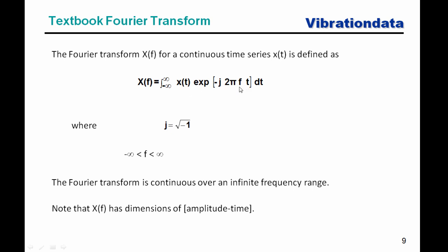There's this weighting function, and it's the exponential function of minus j, where j is the square root of minus 1, times 2 pi, frequency typically in hertz, and time typically in seconds. And then we integrate with respect to time, over the time domain from minus infinity to positive infinity. So the time domain signal is assumed to be continuous from minus infinity to positive infinity. Now the resulting Fourier transform is also going to be continuous, from minus infinity frequency units to positive infinity frequency units.